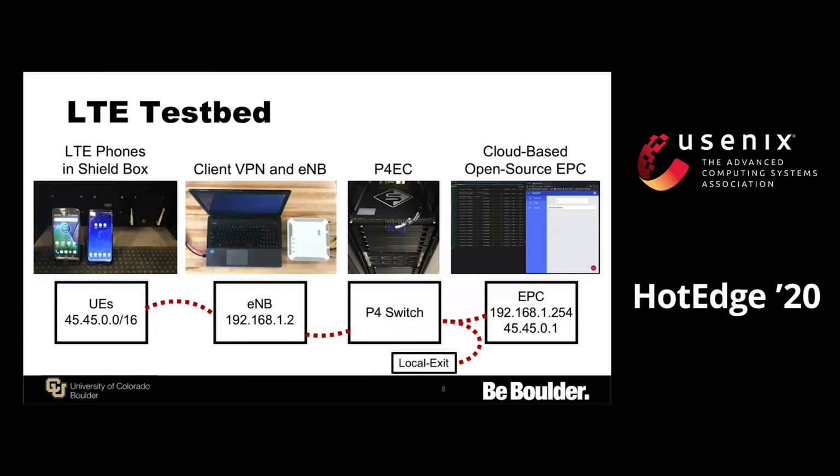We tested the P4EC in our fully functioning LTE network. This diagram shows the 4 LTE entities, the UE, the eNode B, the P4EC, and the EPC. The UEs are a Galaxy S8 and a Motorola Moto. All testing was performed in a Faraday cage. The eNode B is a Juni LTE small cell and is physically located in our lab. When powered on, it establishes a connection with the cloud EPC.